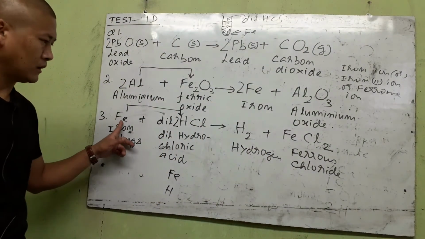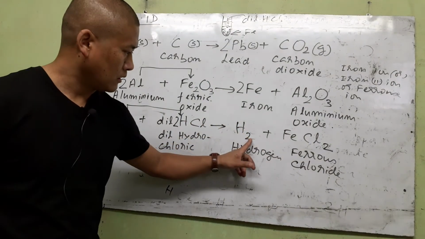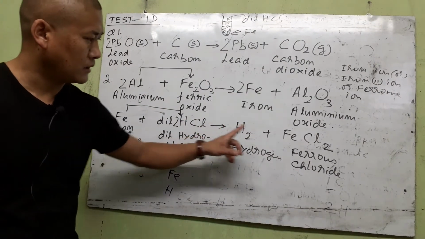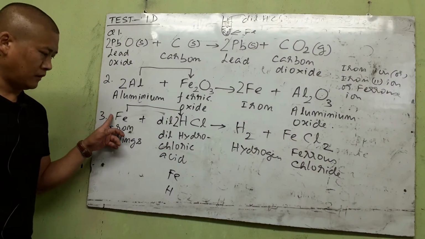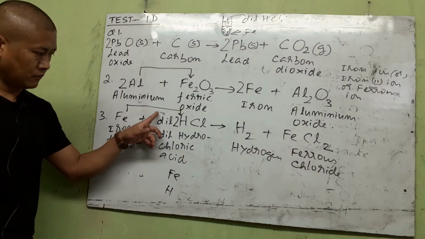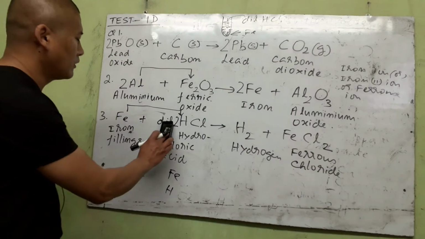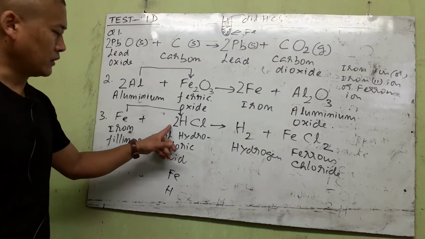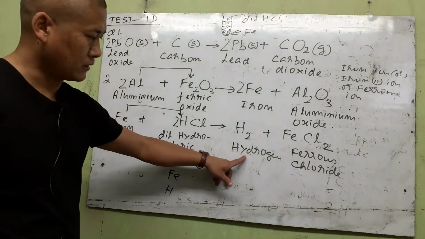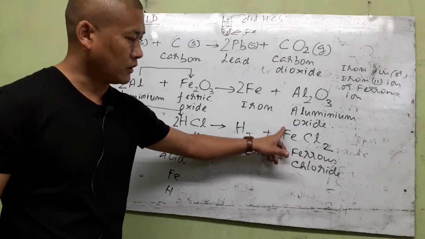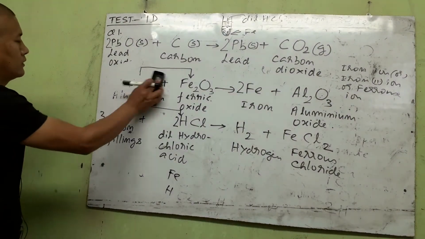Check once more. Fe 1, 2H, H2, so balanced. 2Cl, Cl2, it's balanced. So one atom of iron reacts with 2 molecules of dilute hydrochloric acid, you need not mention dilute here if you don't want, to give us 1 molecule of hydrogen gas and 1 molecule of ferrous chloride, right? This is 3, and let's go to 4.